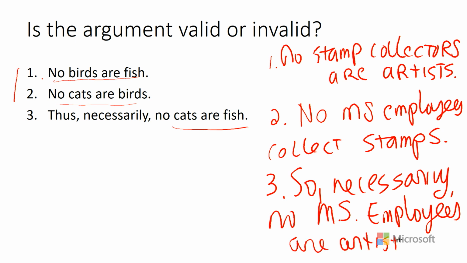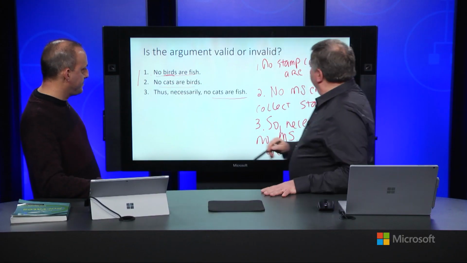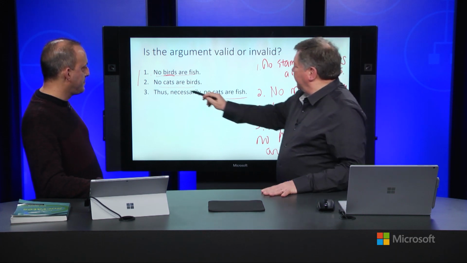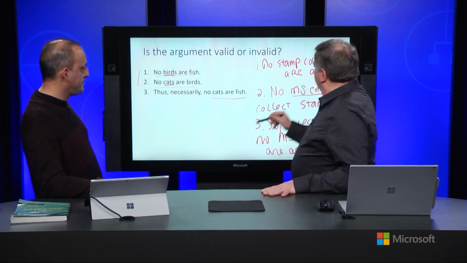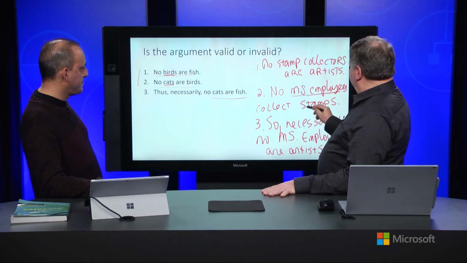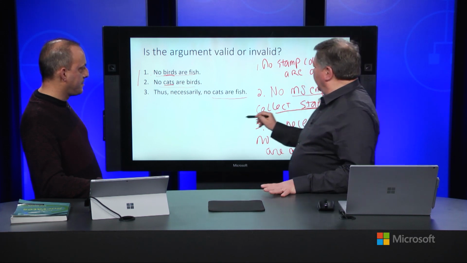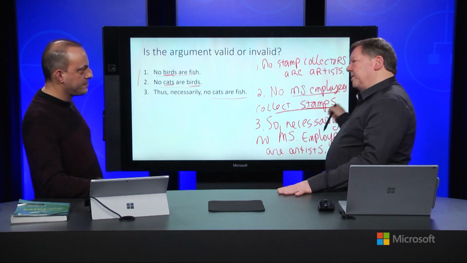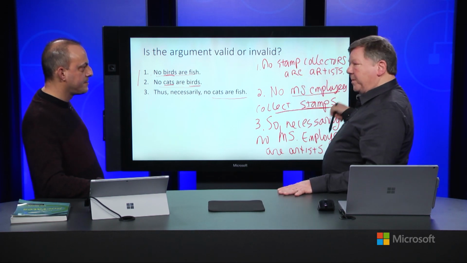Okay. No Microsoft employees are artists. Now, if you examine this, this argument has the same logical structure as this argument. Correct. Except we've substituted Microsoft employees for cats, and we substituted stamp collectors for birds and so forth. Otherwise, the abstract structure is the same. In other words, the logical form is the same.